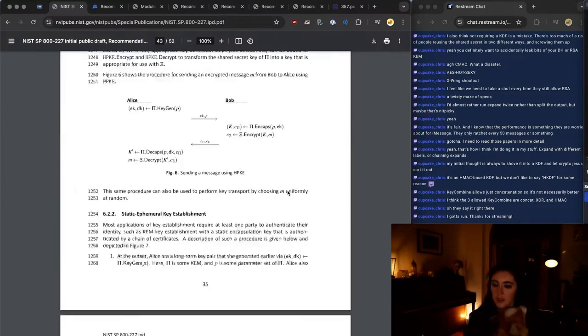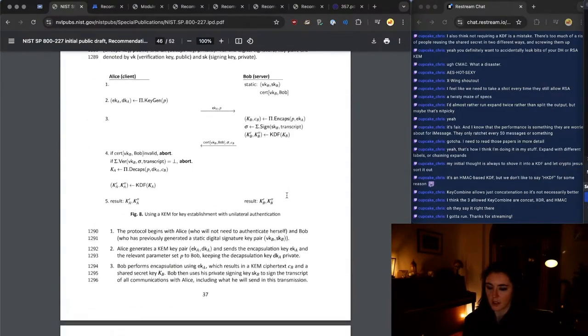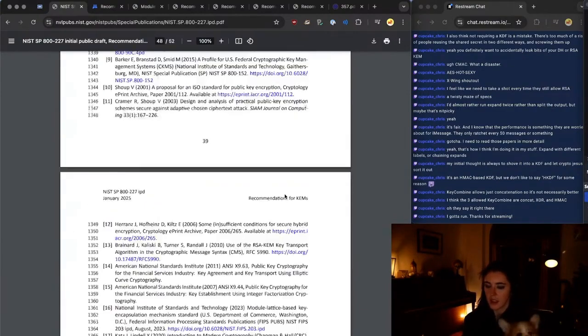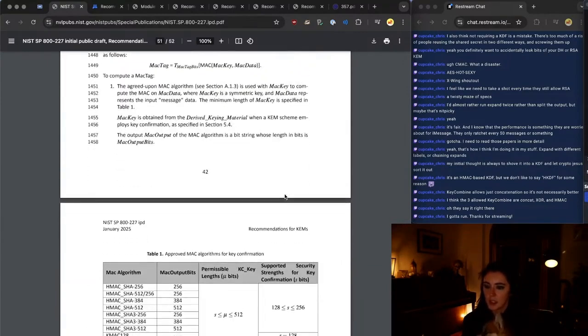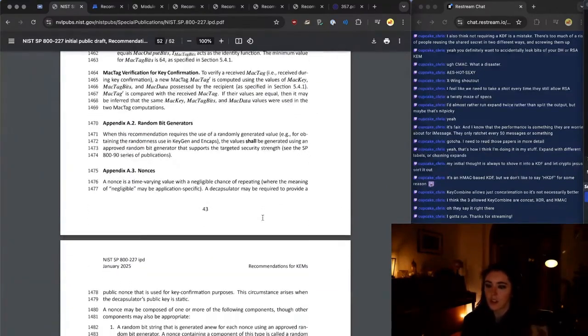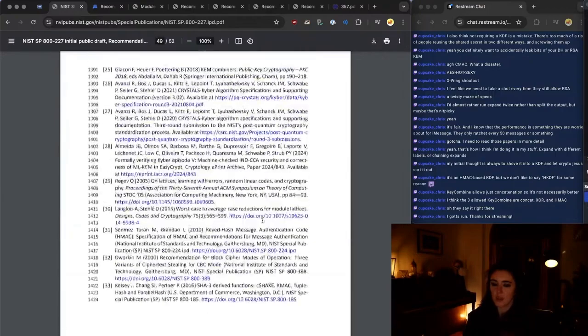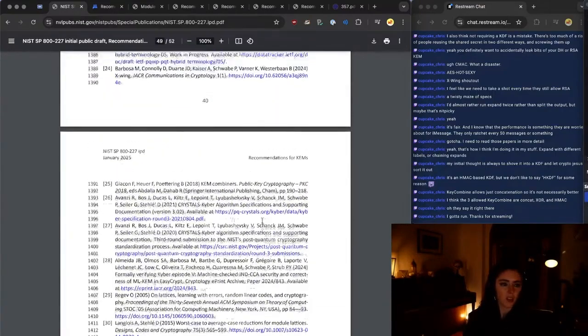Okay, stack, ephemeral key establishment. Yes, unilateral authentication. Okay, that's it. Yay, got mostly to the end. Approved MAC algorithms, key information, and the generators, the approved random generators. Nonces. They mention nonces occasionally, like for some of the MAC authenticated stuff.